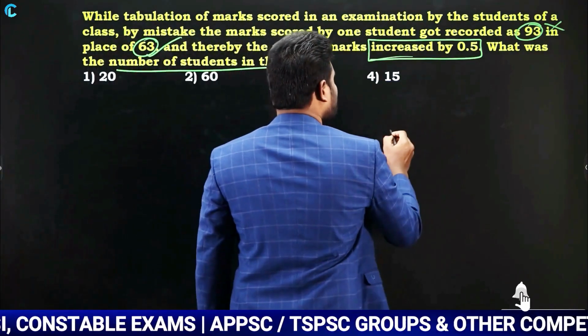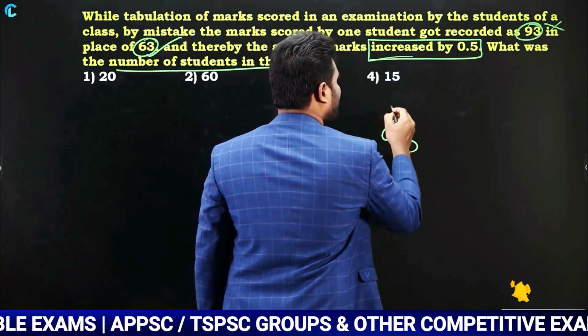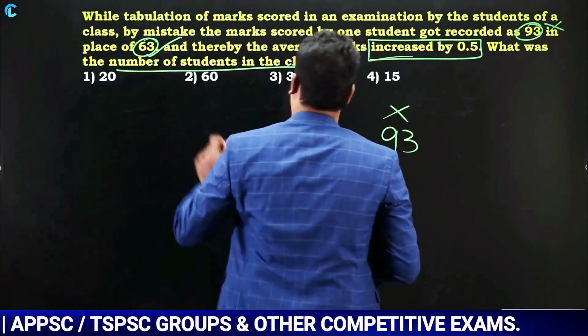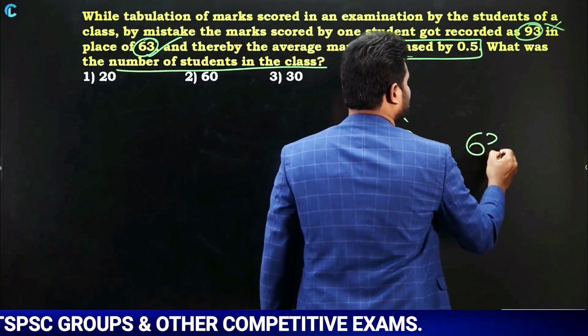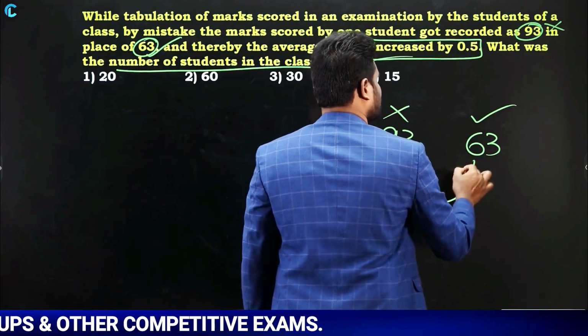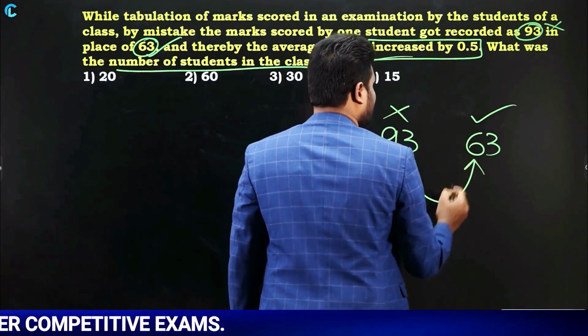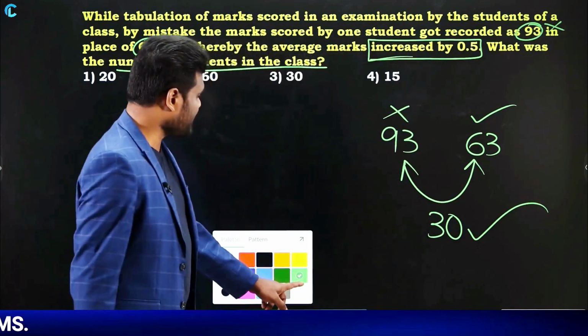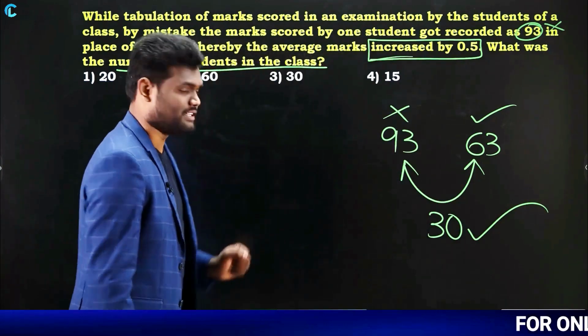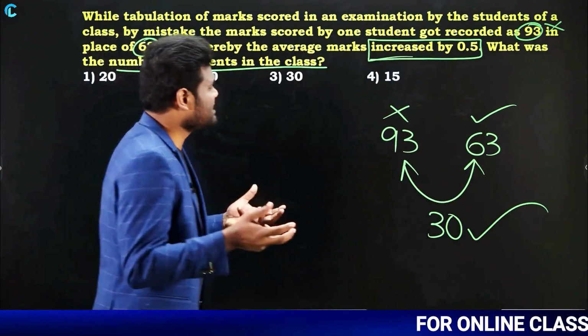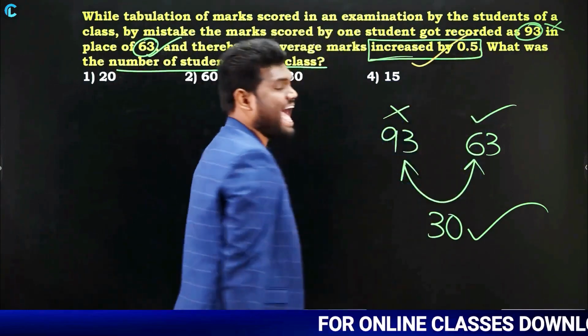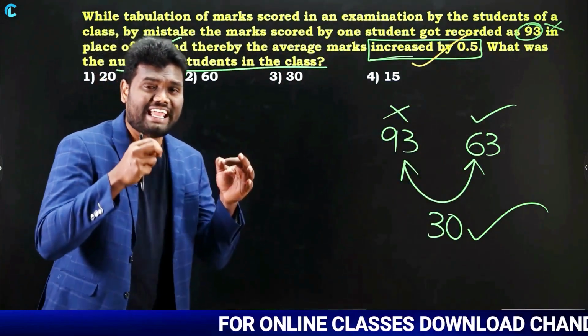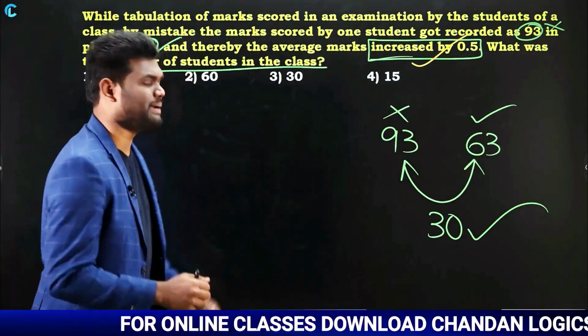Just observe here. What is the wrong value? The wrong value is 93. What is the correct value? The correct value is 63. Just take the difference. 93 and 63, the difference is 30. Yes or no? Now what is the question saying? Due to this 30 difference, the average is increased by 0.5. Average increased by 0.5 means each and every number is increased by 0.5.